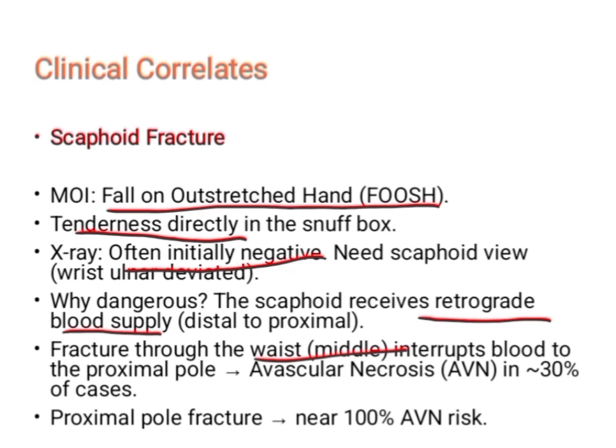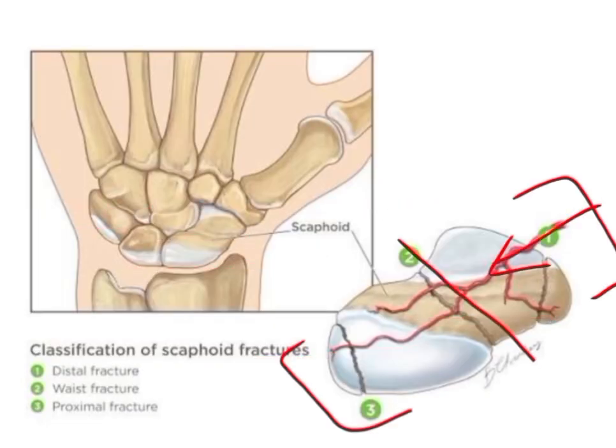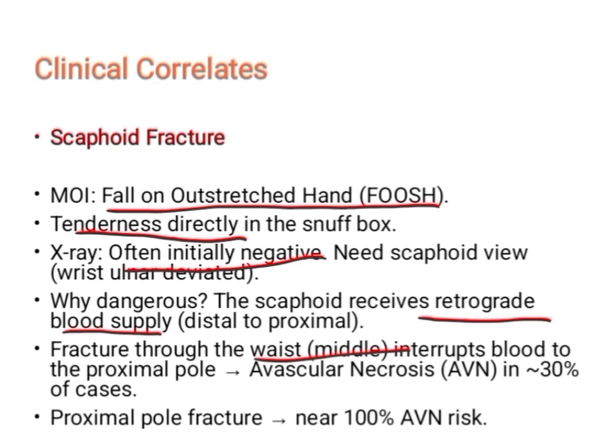to be fractured. Whenever there is a fracture of the waist of the scaphoid, it will interrupt this blood supply. It will interrupt this blood supply at this point. When it interrupts this blood supply, the proximal pole or the proximal part of the scaphoid loses blood supply. We now have avascular necrosis, which occurs in about 30% of cases.